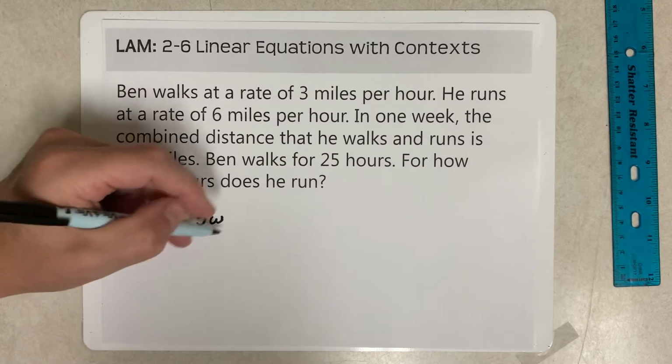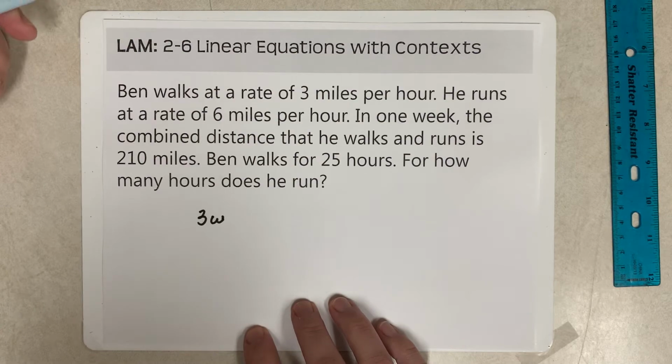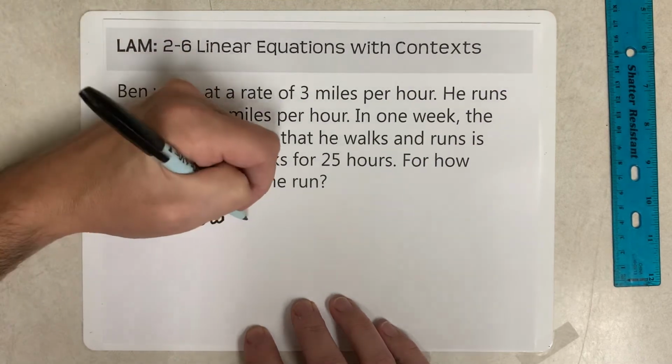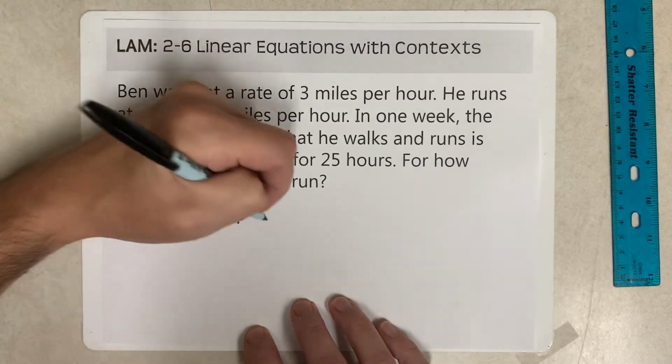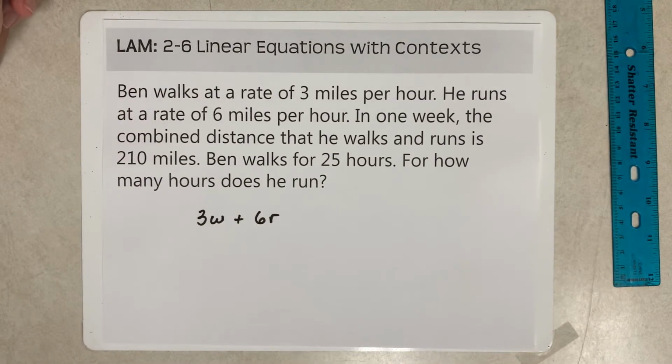This would be the total number of hours that he's walking. He runs at a rate of 6 miles per hour. So let's say that that's going to be 6R, and R would be the total number of hours that he's running.